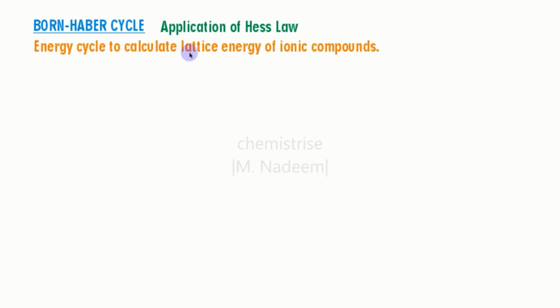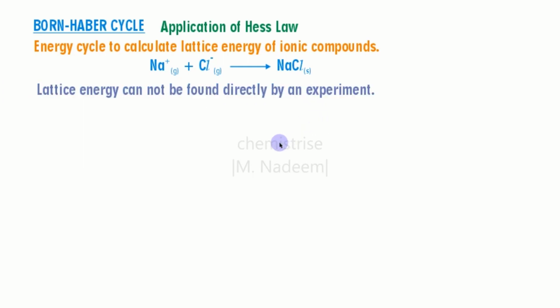Lattice energy, we know, is the enthalpy change when 1 mole of an ionic compound is produced from its gaseous positive and negative ions. There is no single experiment to find the lattice energy of an ionic compound, but with the help of Born-Haber cycle, we can construct an energy cycle that helps us to find the lattice energies. And for that purpose, we need many different enthalpies.